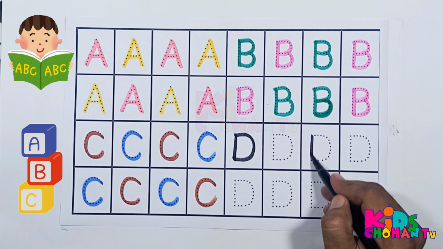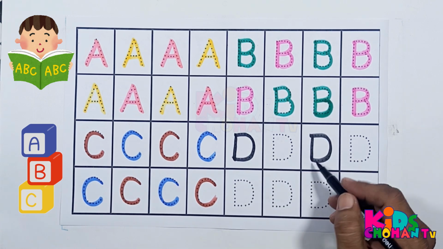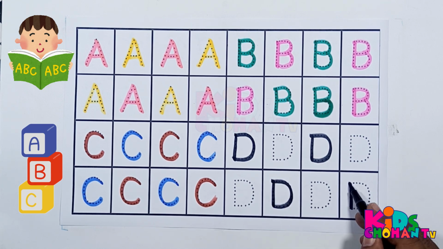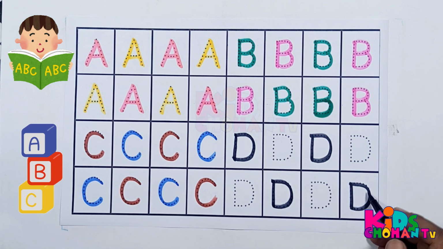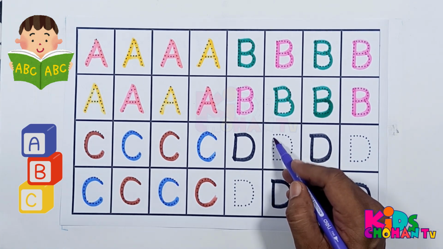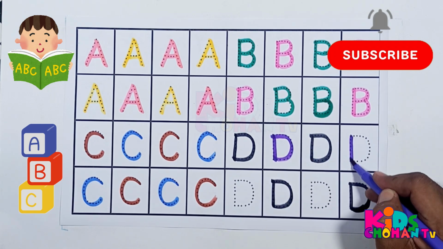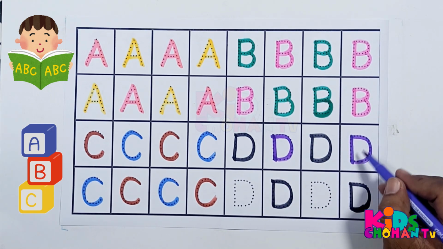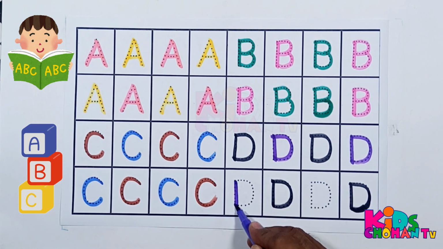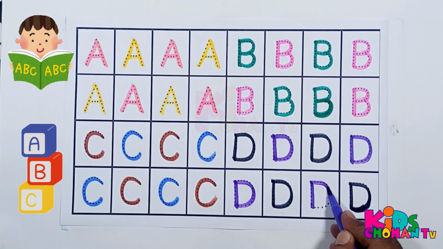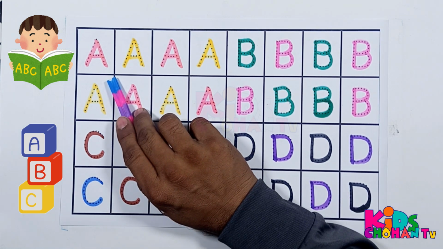D, D for dolphin, D, D for drum. Violet color: D, D for door, D, D for dinosaur. Kids, read again.